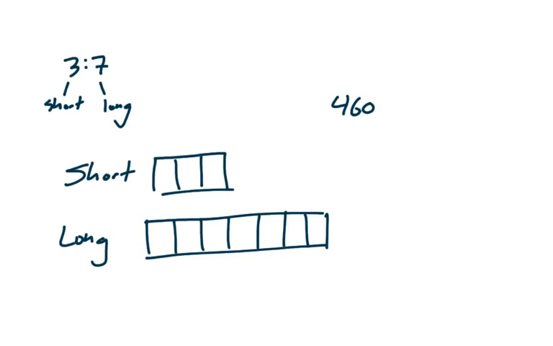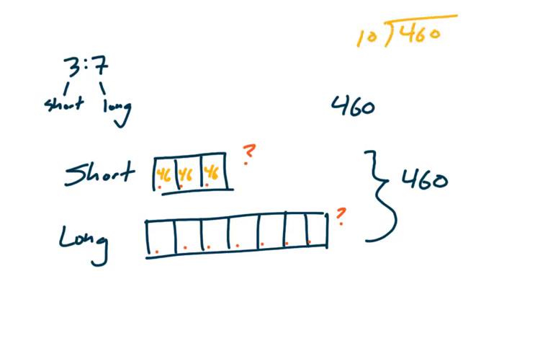Well, if we know that the total is 460, we can figure out how many short sleeve shirts were sold and how many long sleeve shirts were sold. First thing we have to know is how many boxes are there in all? If we count through them, 1, 2, 3, 4, 5, 6, 7, 8, 9, 10 boxes in all, that would mean that each box has a value of 46. The way we got that is by taking 460 and dividing it evenly among the 10 boxes. So that tells us there are 46 for each box.